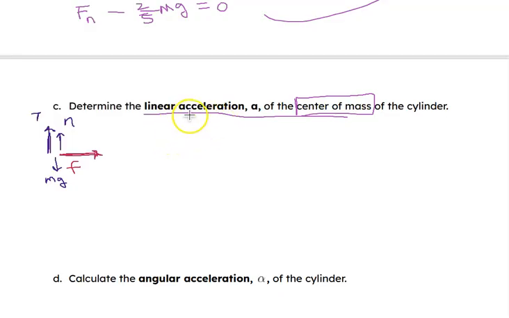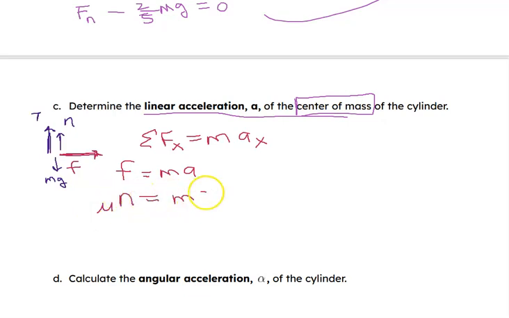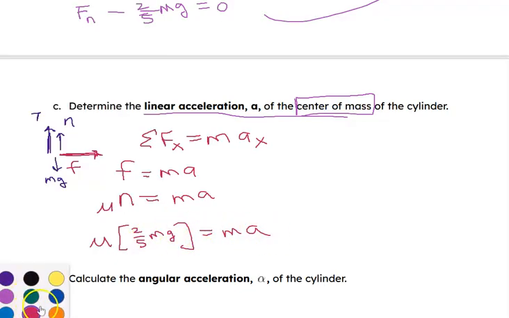And okay, so linear acceleration means I'm going to go to my linear column horizontally, and I'm going to say the sum of the forces is not balanced, but is equal to MA. Okay, and then I only have friction, so that's easy, apparently. Friction equals MA, and that's what I'm looking for. And friction equals mu N. And that's why they had you find the normal force, which was 2/5 mg.